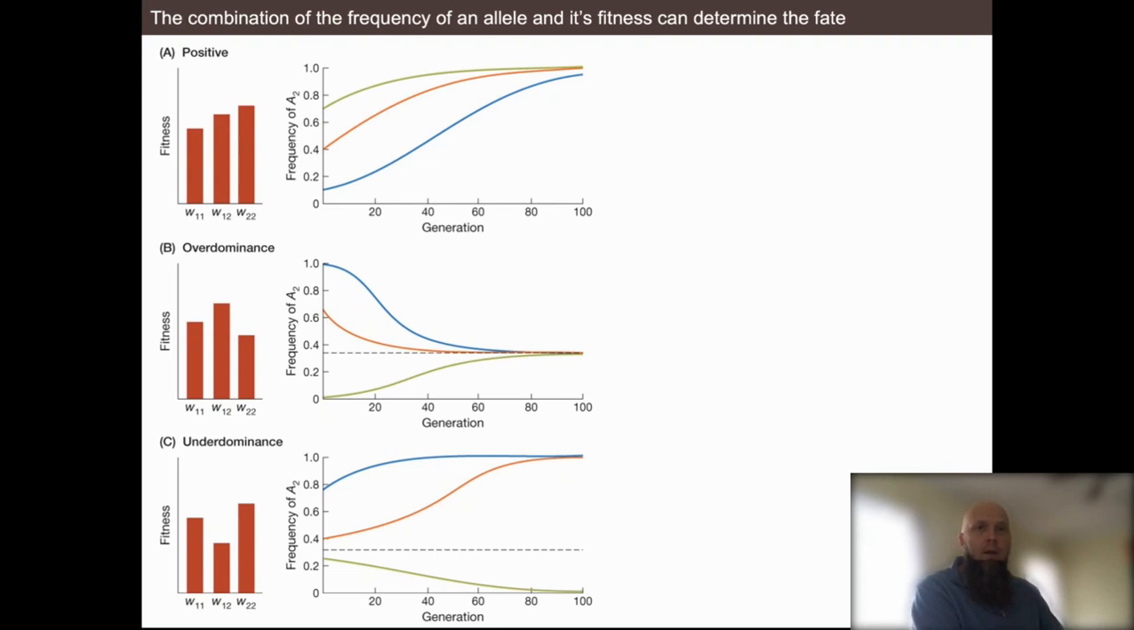All right. So the third instance, underdominance, is a scenario where the heterozygote has the lowest fitness. It's worse to be a heterozygote. It's better to be either homozygous for A2 or homozygous for A1, either one. One is better than the other, but the population is going to go to one of those.